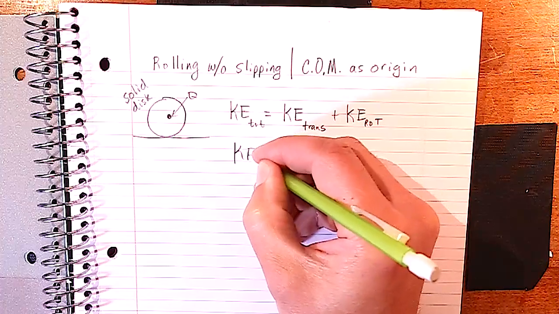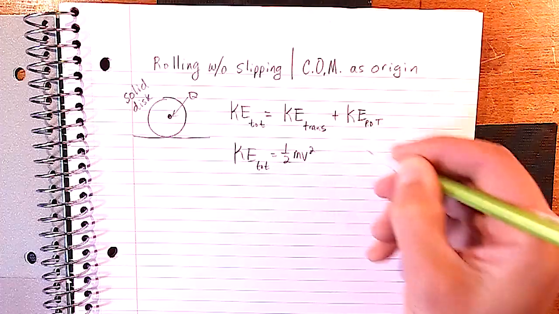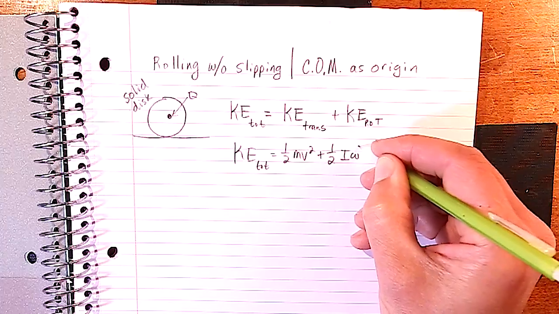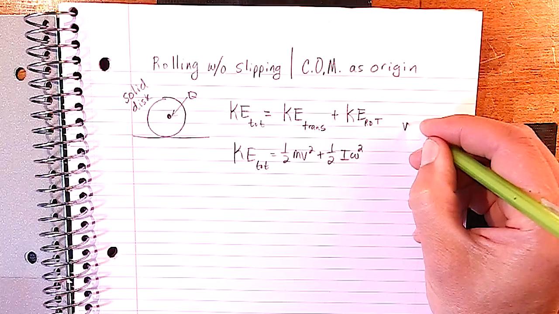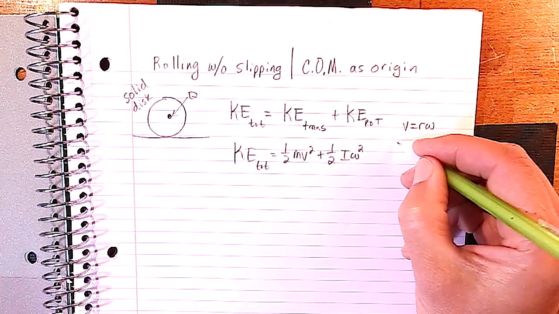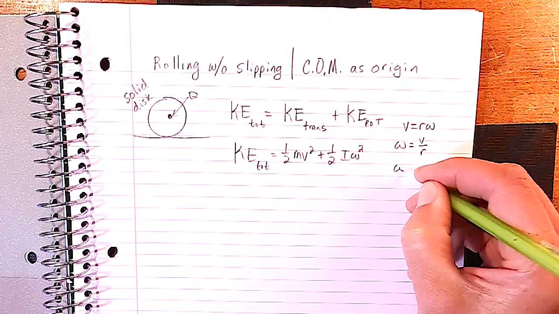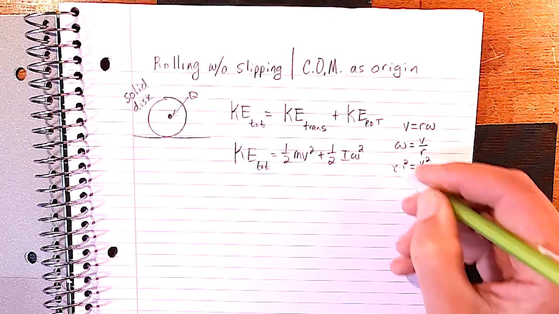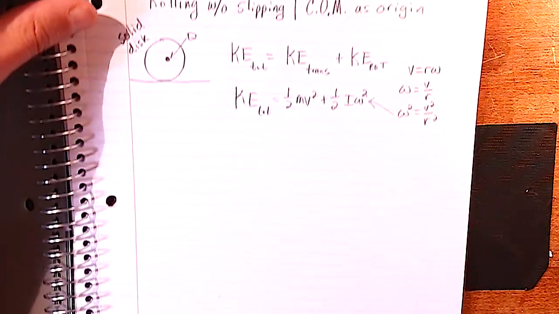So we know that KE trans is 1/2 mv squared. And we know that KE rot is 1/2 I omega squared. So for omega, we can say that v equals r omega from rotational kinematics, and we can rearrange that to say omega is equal to v over r. Or if we square everything, we can say omega squared equals v squared over r squared. So we can sub in v squared over r squared for omega squared.